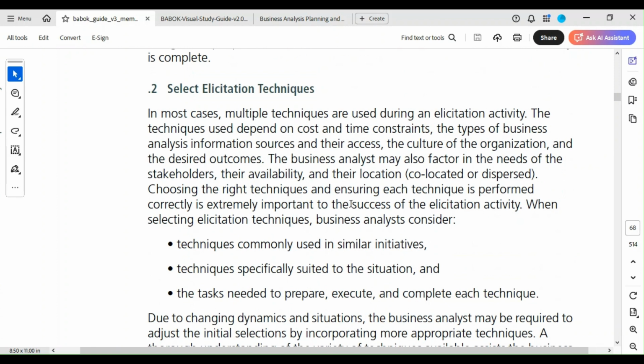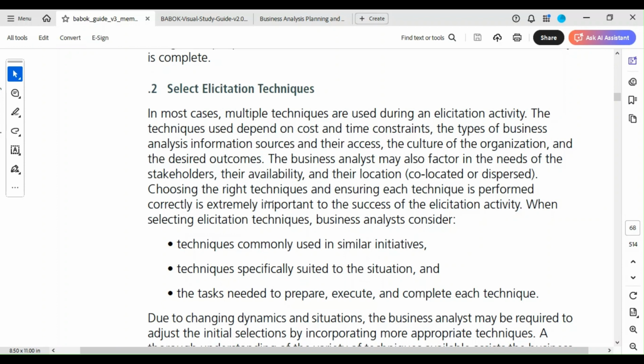The type of business analysis information sources and their access. The culture of the organization and desired outcomes. The elicitation analysts, the business analysts, may also factor in the needs of the stakeholders. What are your stakeholders' needs? Very important. The availability, how available are your stakeholders, and their location, co-located or dispersed.